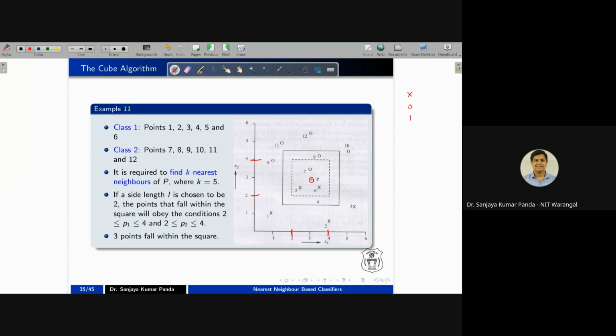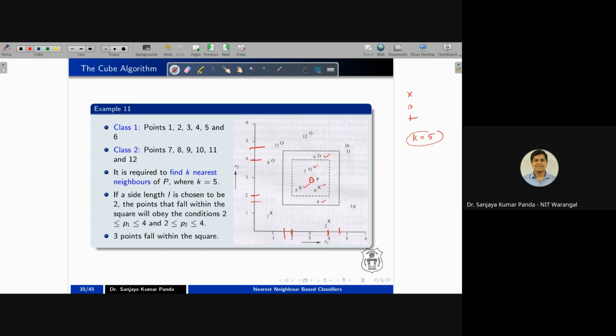So I am making a window. Again, selecting this window is also challenging. If I put a window, how many samples are coming? 1, 2, 3. So what is my k value? I have assumed k as 5, but it is coming as 3. So I have to take a minimum of 5 values. Then I expand my window from 1.5 to 4.5, 1.5 to 4.5. Now you can see I am getting another 2 points, that is 4 and 9. So my k equal to 5 is satisfied.